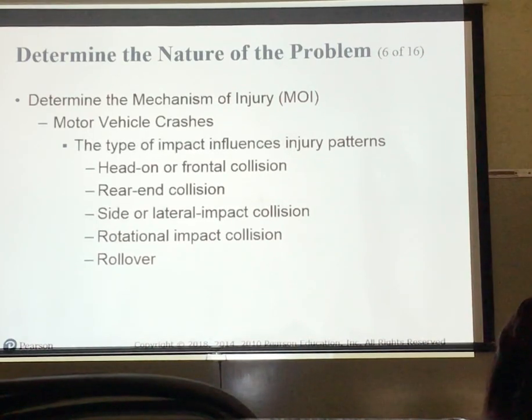Blunt forces applied to the body produce a widespread injury to organs, bones, muscles, nerves, and blood vessels. The type of collision or point of impact to the vehicle commonly dictates the type of injuries to expect. Study the vehicle carefully, if possible, to identify this information.